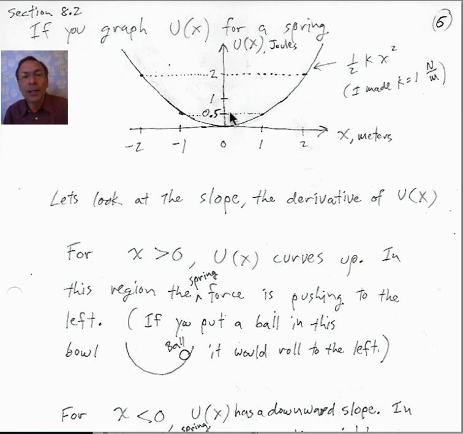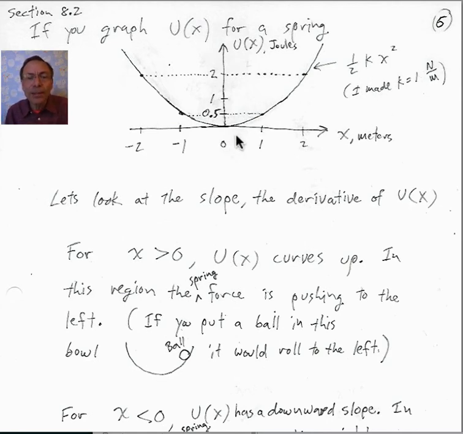This side here represents the spring getting compressed. The other side here represents the spring getting stretched, although actually it could be turned around. It doesn't have to be that way. And so this is a parabola. It's 1/2 kx squared. And to get some easy numbers to deal with, I made k equal to 1.